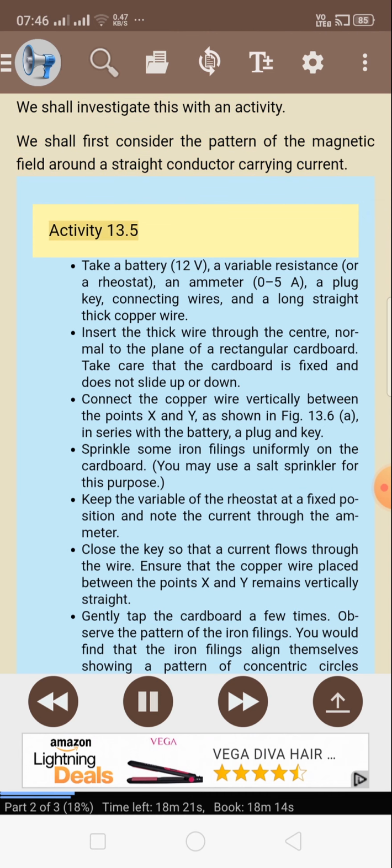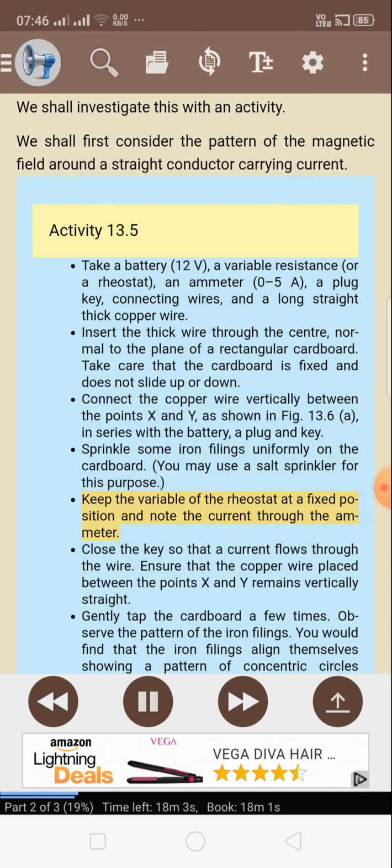Activity 13.5. Take a battery, 12 volts, a variable resistance or a rheostat, an ammeter, 0 to 5 A, a plug key, connecting wires, and a long straight thick copper wire. Insert the thick wire through the center, normal to the plane of the rectangular cardboard. Take care that the cardboard is fixed and does not slide up or down. Connect the copper wire vertically between the points X and Y, as shown in figure 13.6, in series with the battery, a plug and key. Sprinkle some iron filings uniformly on the cardboard. You may use a salt sprinkler for this purpose.